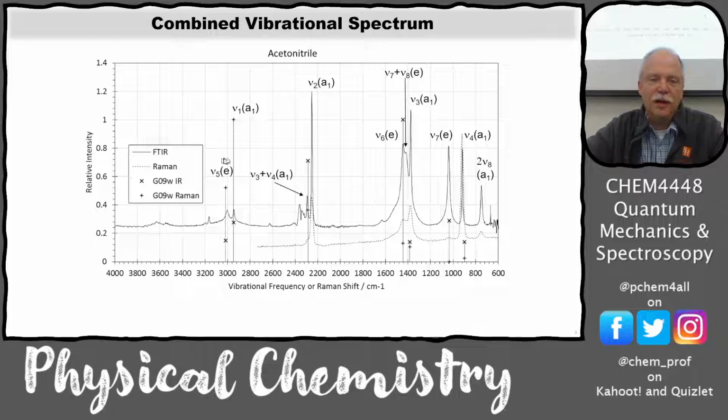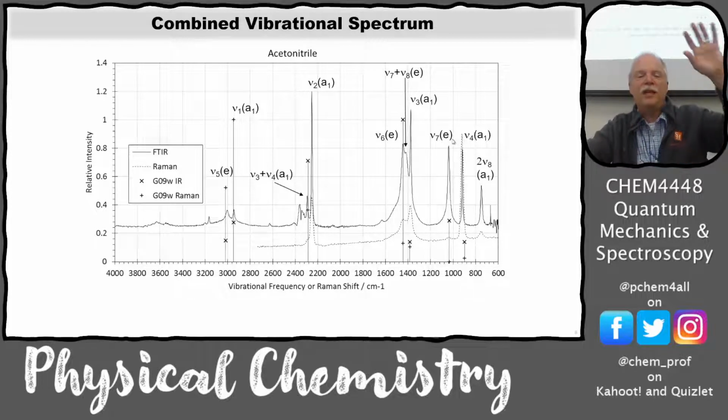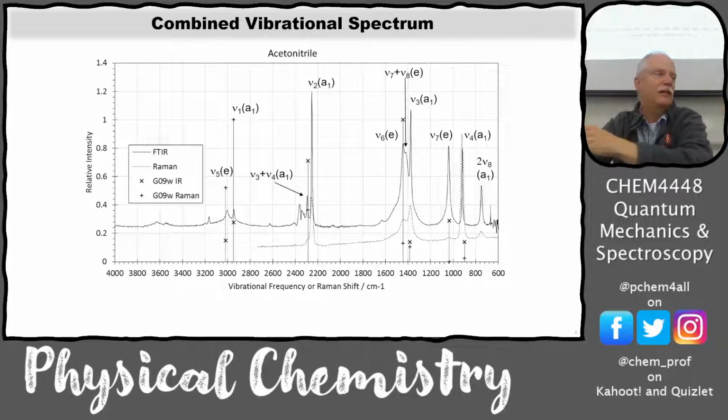We have nu 1, nu 2, nu 3, nu 4. The old way of numbering these was from high frequency to low frequency, symmetric first, and then asymmetric second. So notice all the A1s. These are the symmetries. So nu 1, nu 2, nu 3, nu 4. Those are the 4 symmetric stretches that we have. And then the asymmetric, the E's, nu 5 here, nu 6, nu 7, and nu 8 is actually below the window of the mid-infrared.